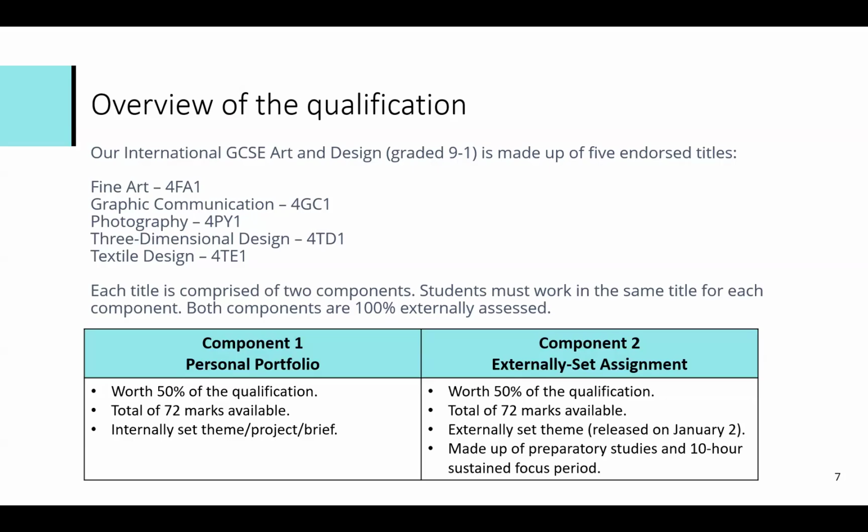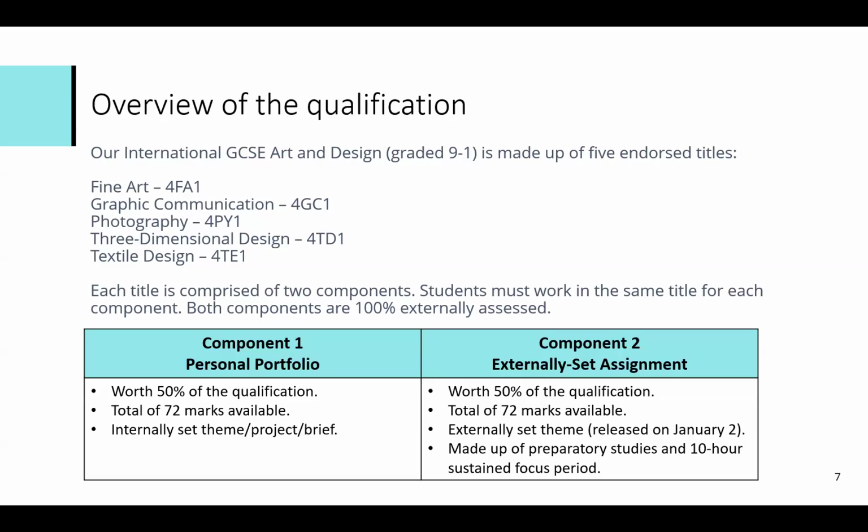Our International GCSE in Art and Design is made up of 5 endorsed titles: Fine Art, Graphic Communication, Photography, Three-Dimensional Design, and Textile Design. Each title is comprised of 2 components, each with a 50% weighting and a total of 72 marks available for each component. Students must work in the same title for each component.